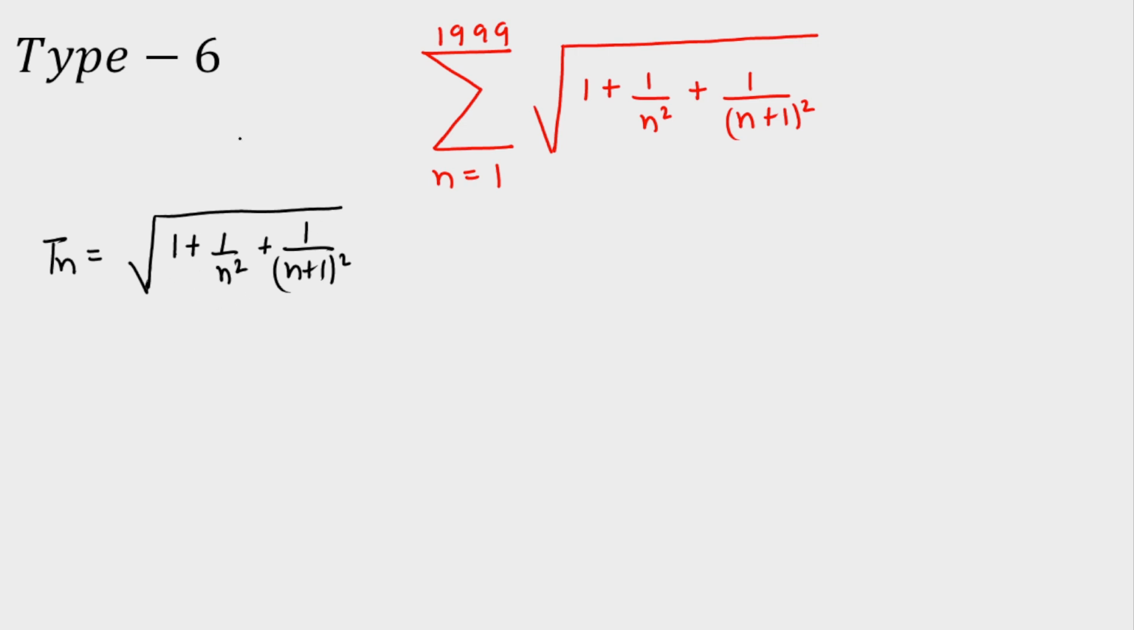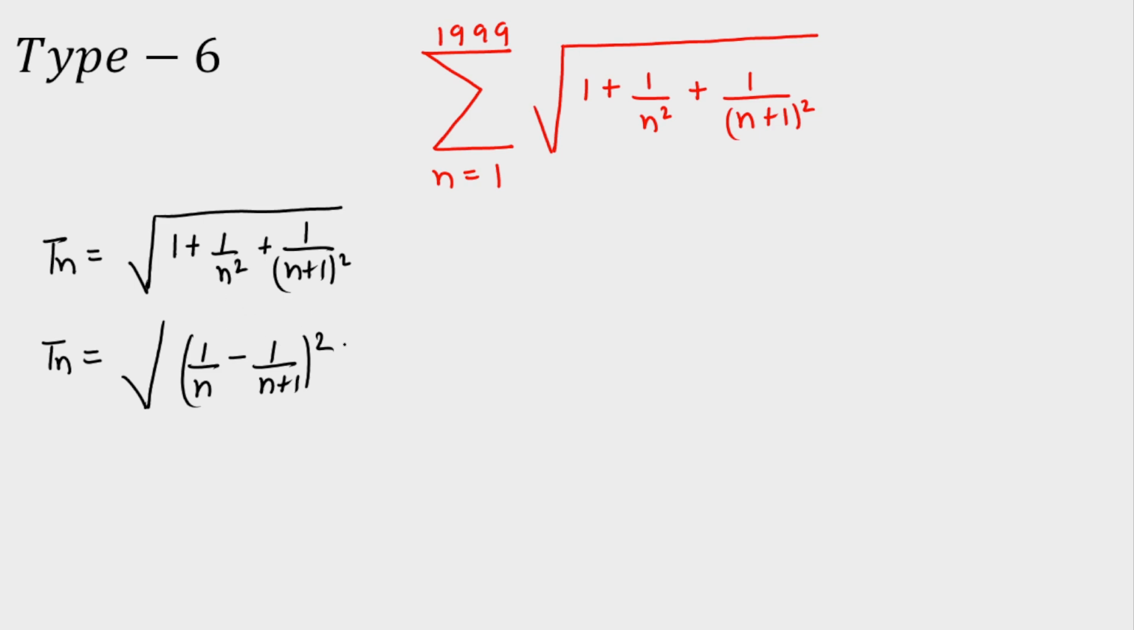But the problem is, the first obstacle is the root over. So in order to remove the root over, I'll try to make a perfect square inside. So we'll get this as root over, and I'm going to write this as (1/n - 1/(n+1)) whole square. If you square this again, you'll get both of the terms again.